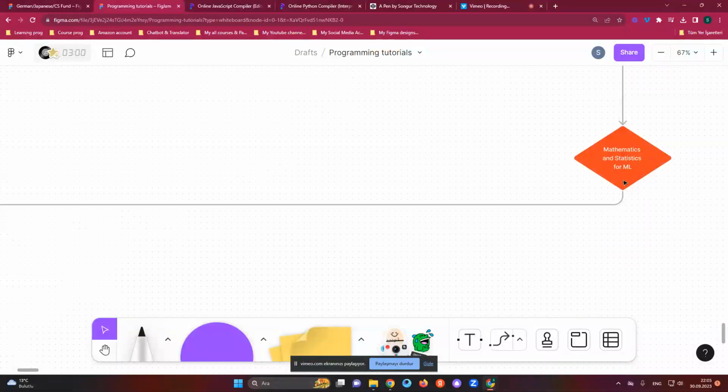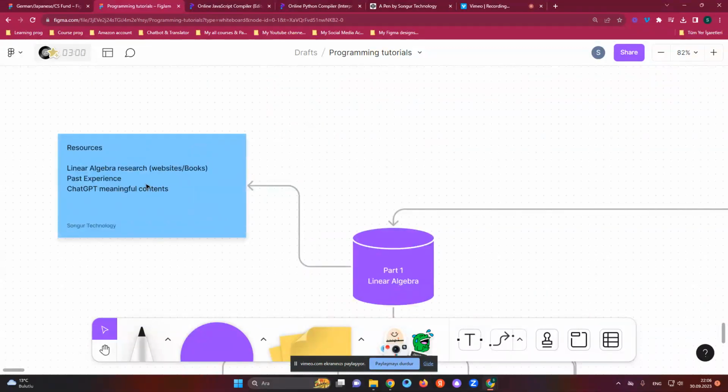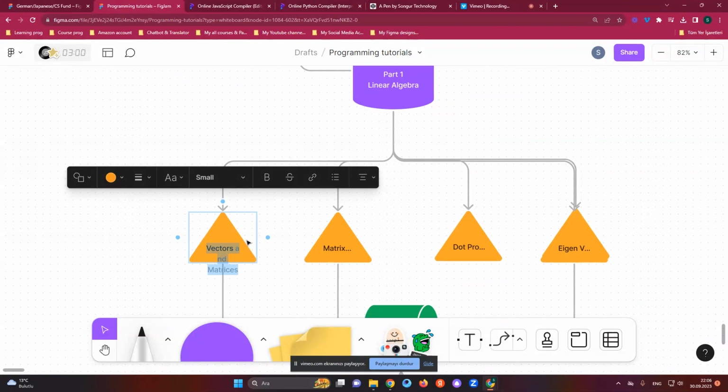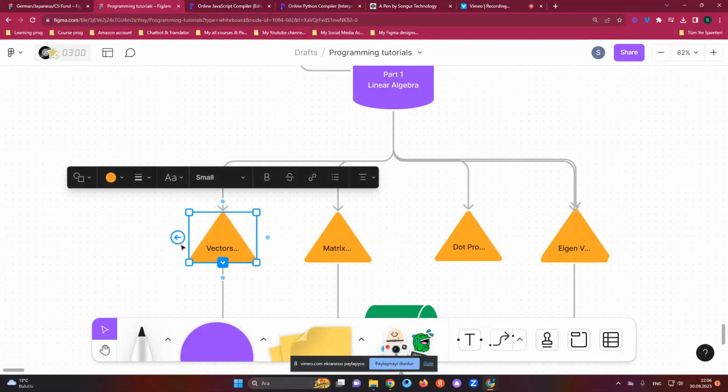The first part will be mathematics and statistics for ML, machine learning. This is our first step. I did all the research from linear algebra; I watched many courses from Coursera, I had past experience with the topic, and I also used ChatGPT for content, and books and so on. So part one is linear algebra, and our first topic will be vectors and matrices. I will teach you how we can create vectors or matrices and how we represent them mathematically or physically. Sometimes we use the physics part, but generally we will work with the math because math is related to machine learning. Sometimes physics is an explainer for that.